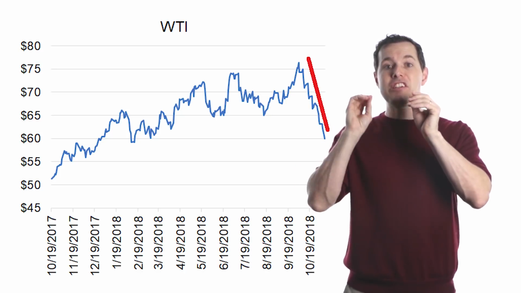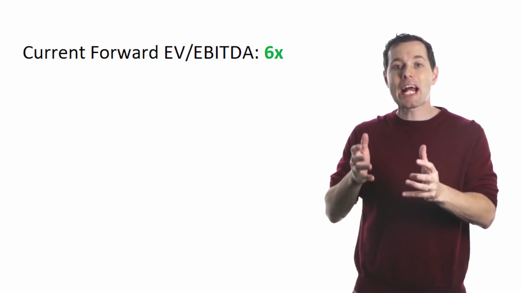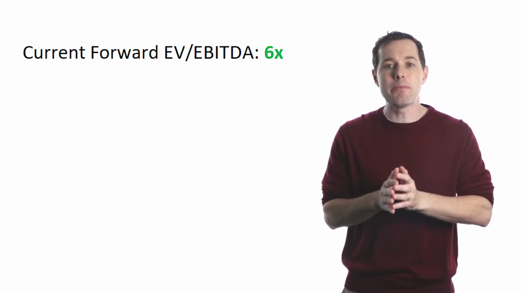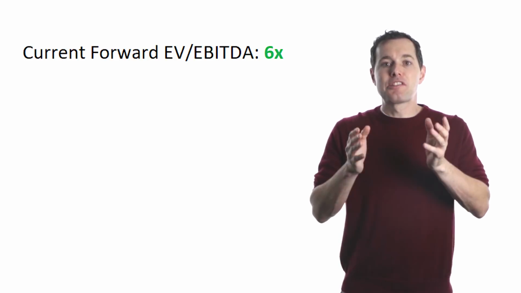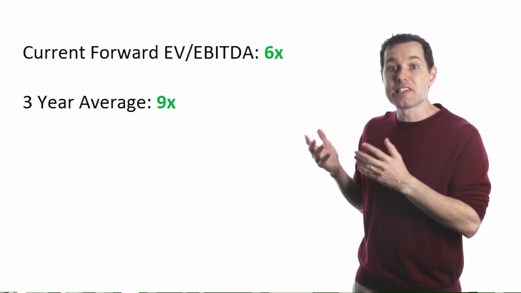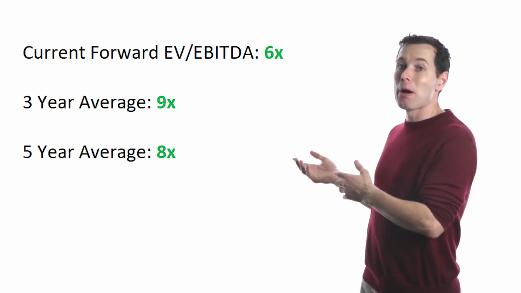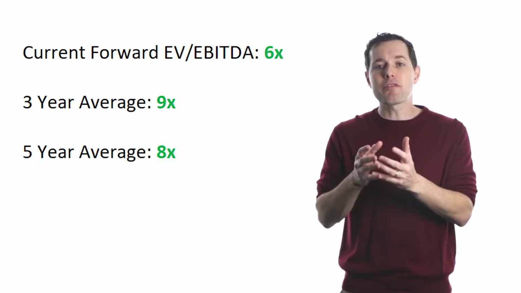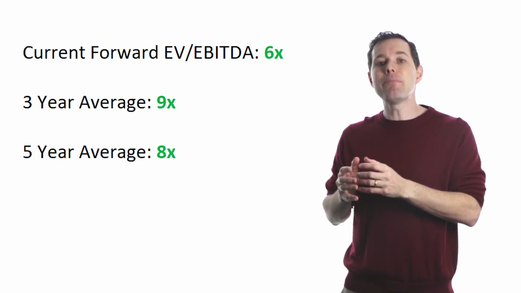So now the first question is, what's Exxon's current EV to EBITDA multiple? Currently, Exxon is trading at a forward EV to EBITDA of about 6x. So where should it be? Well, when we look at Exxon's 3-year average, it's about 9x. Their 5-year average is about 8x. So according to their own history, it looks like Exxon may be undervalued.